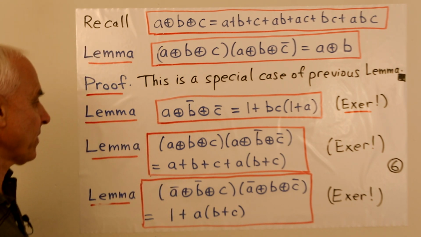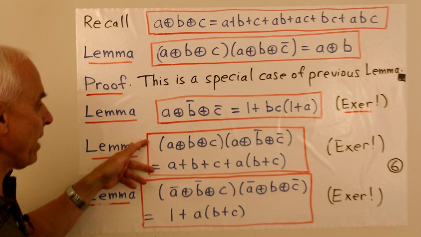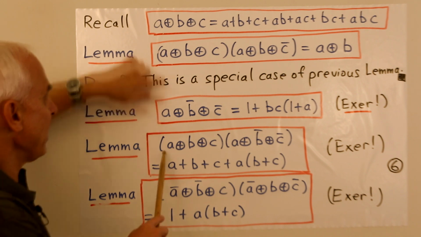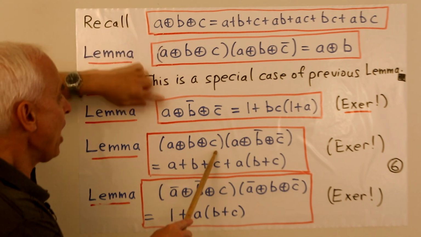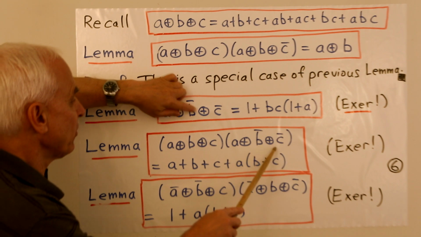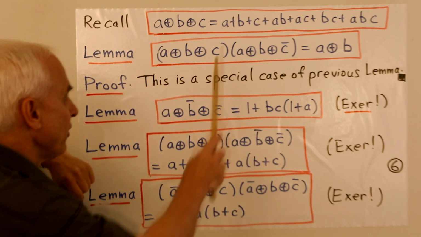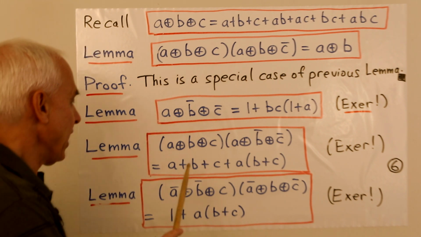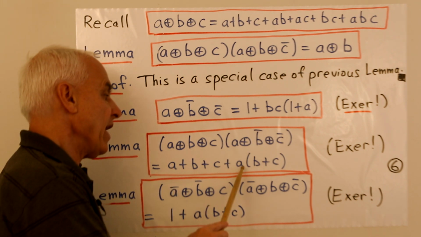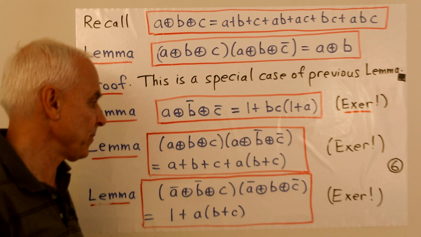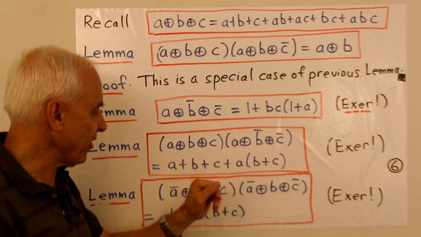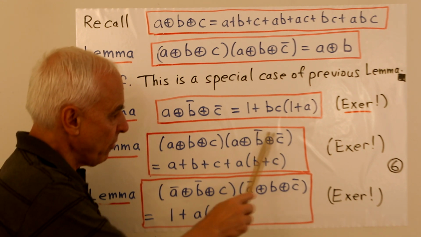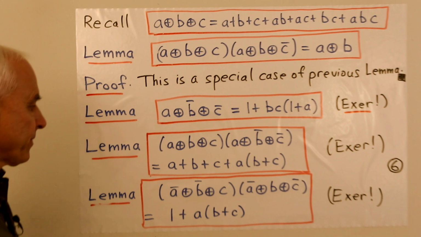I'm going to leave this as an exercise for you to do, using exactly the same techniques that we've just been talking about. And here's something that we can do by essentially combining this one and this one. So A circle sum B circle sum C times A circle sum B bar circle sum C bar. You have to multiply this one by this one and do the appropriate simplification, and you should get A plus B plus C plus A times B plus C. And again, I'm writing it like this to reflect the fact that the B and C are playing symmetrical roles. They're both barred over here on this term.